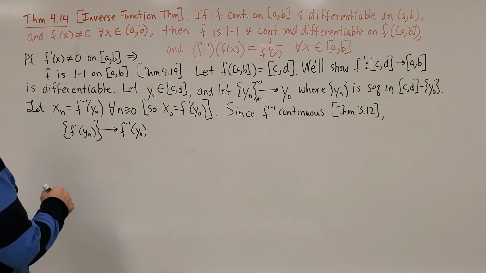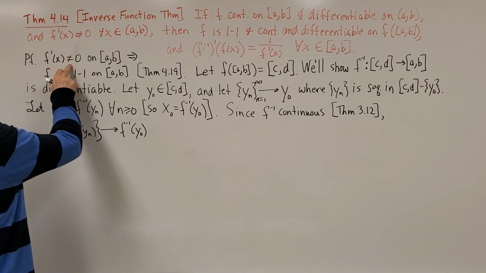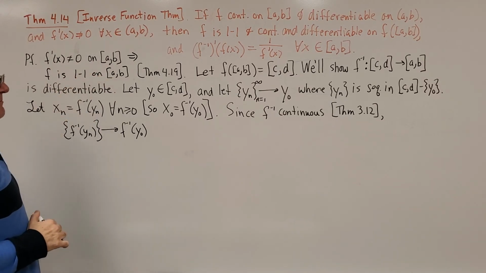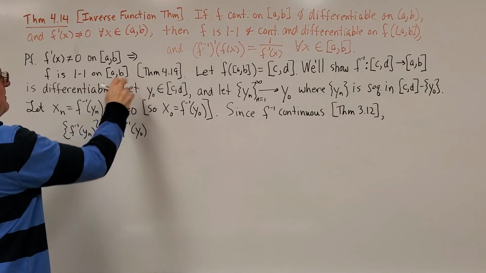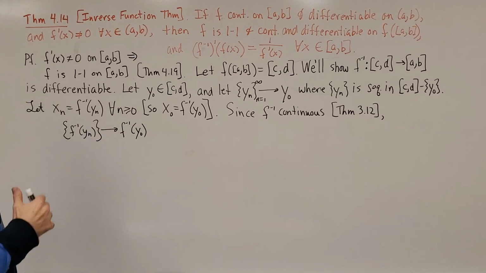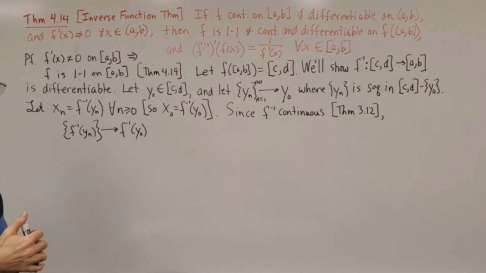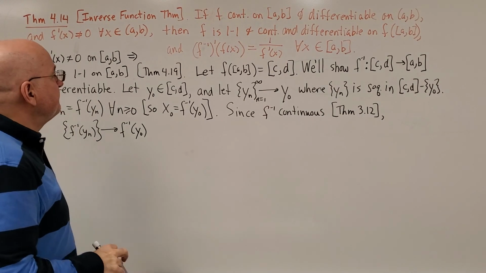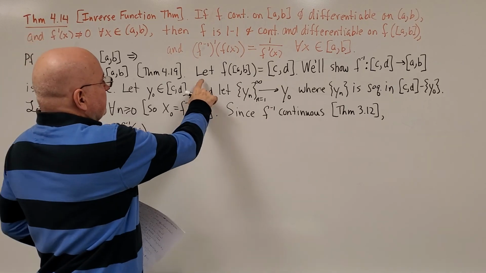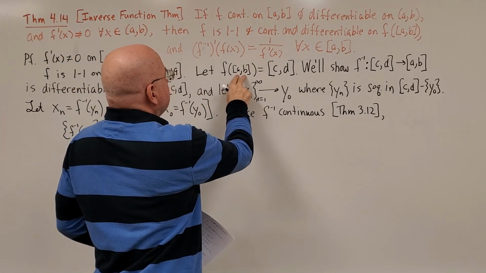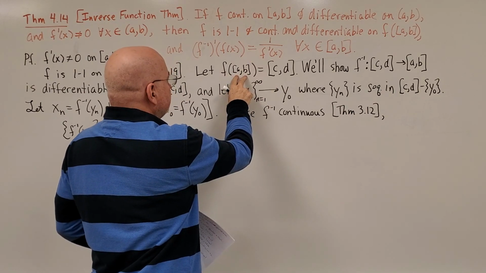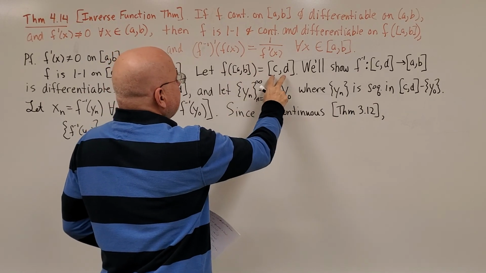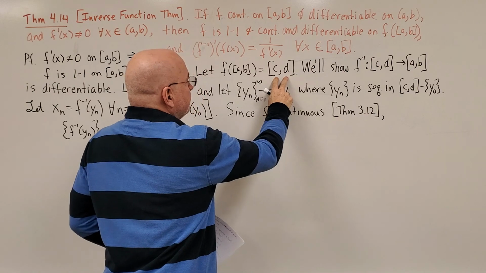Well, first of all, in the proof, since the derivative is never zero on [a,b], that means f is one-to-one on that interval. That was from Theorem 4.19. So it's one-to-one, which means it has an inverse. Let f of [a,b], the image of f under the closed bounded interval [a,b], equal [c,d].